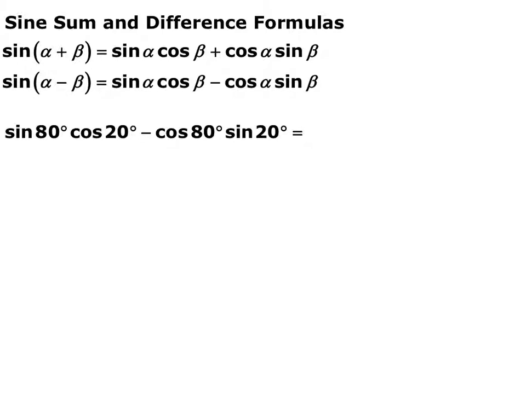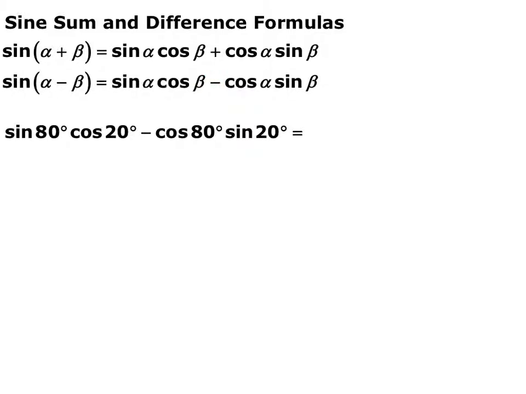So on this one we have the sine sum and difference formulas. On cosine you had the same trig function, opposite sign. Sine has opposite trig functions, same sign. So the sine of alpha plus beta is the sine of alpha cosine of beta plus cosine alpha sine beta. Similarly with the sine difference formula: opposite trig functions and opposite angles, and then the same sign.